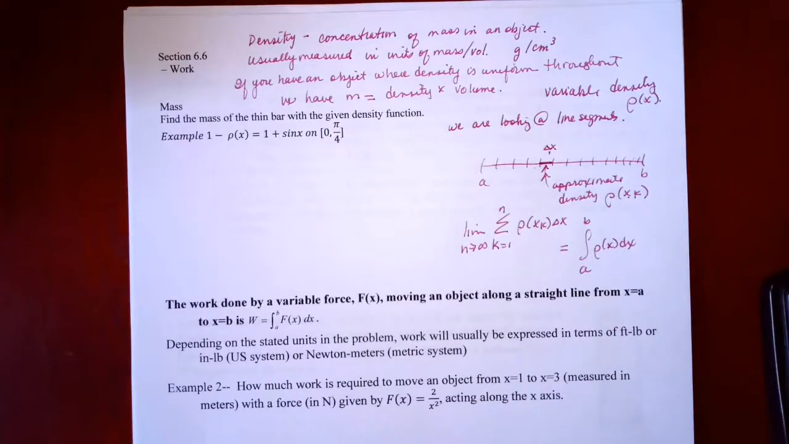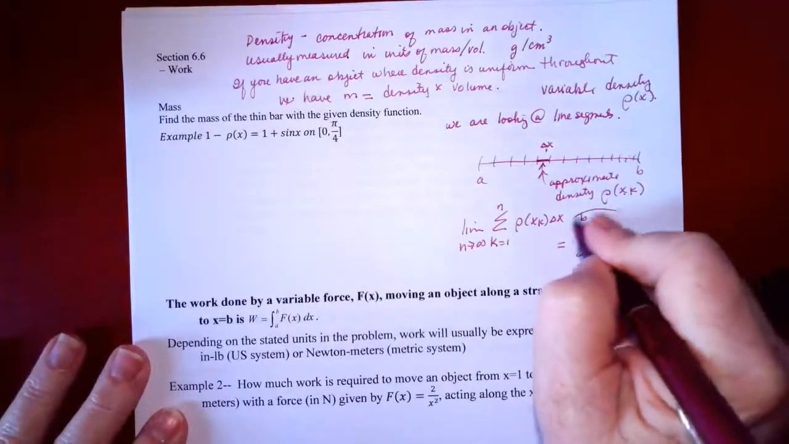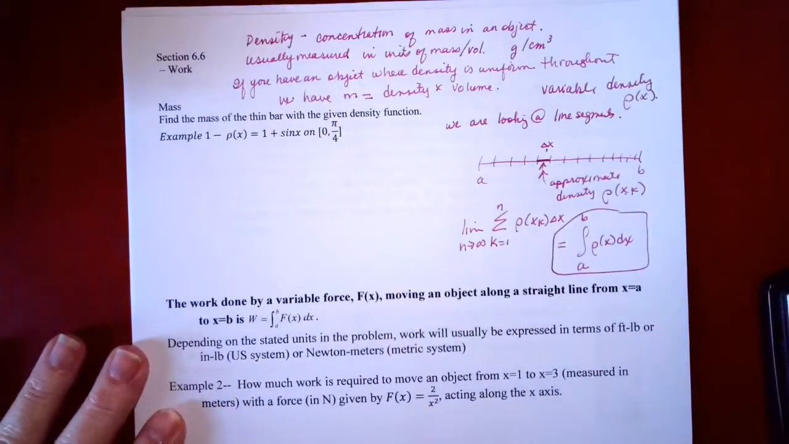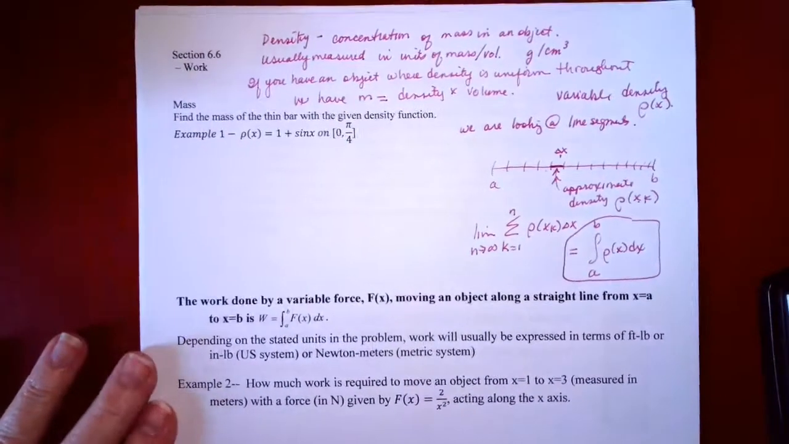When you move to two-dimensional, like thin metal plates, or three-dimensional solids, that would be in chapter 16, so you won't get to do that till you get to Cal 3. But it's pretty straightforward. If you want to find the mass of a thin bar with a given density function, we're just going to integrate density over the interval given.